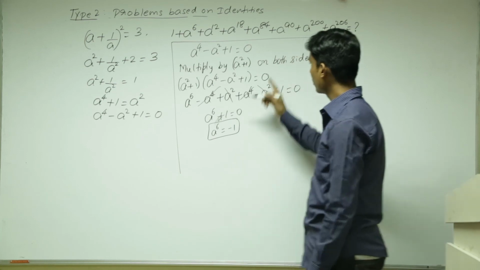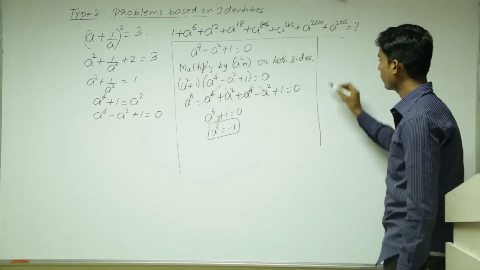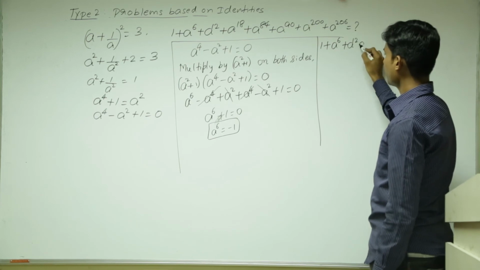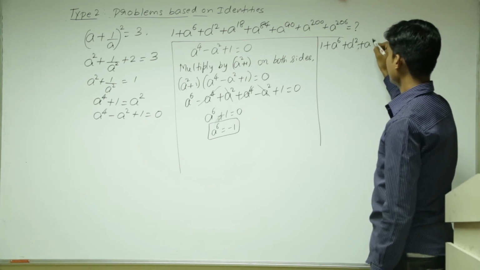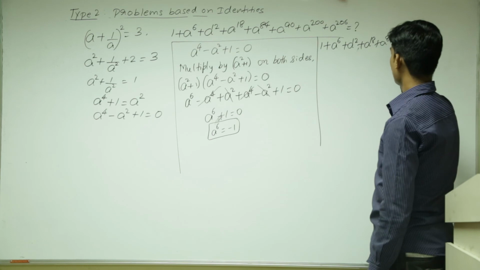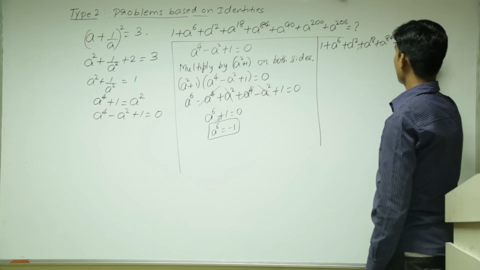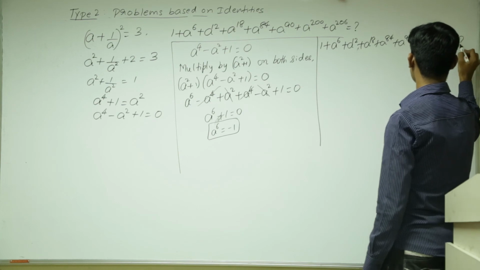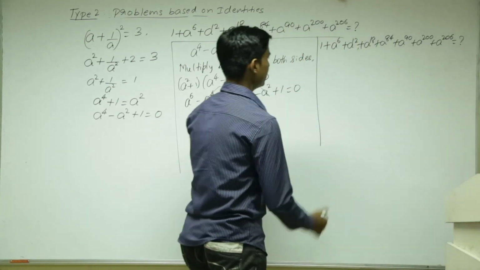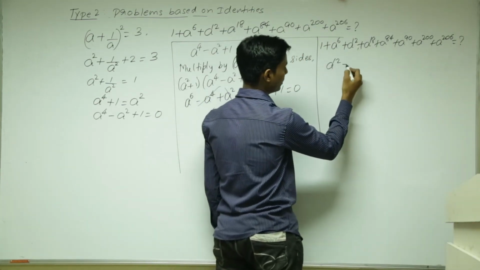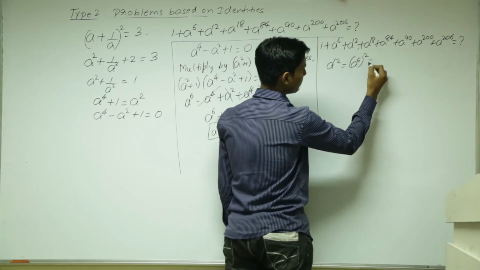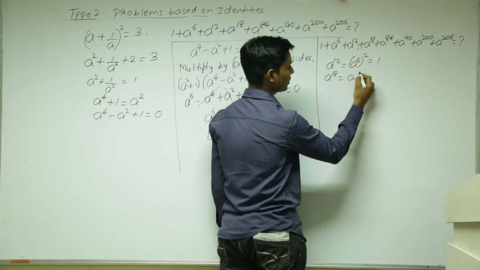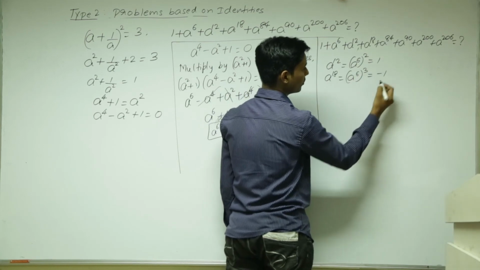Clear with the approach? Now see here. Now what is it that we need to find? We need to find 1 plus a power 6 plus a power 12 plus a power 18 plus a power 84 plus a power 90 plus a power 200 plus a power 206. This is what we need to find. Now a power 12 is nothing but a power 6 whole square. This is minus 1 whole square, which is plus 1. A power 18 is a power 6 whole cube, minus 1 whole cube is minus 1.